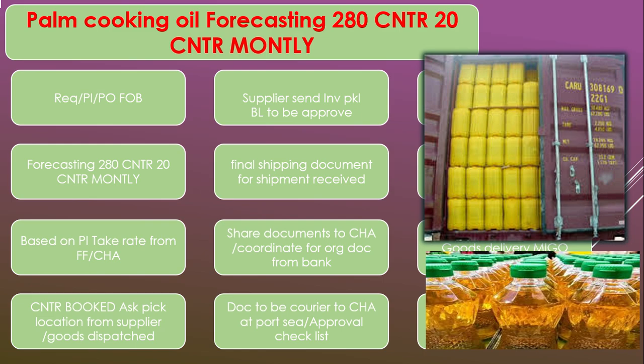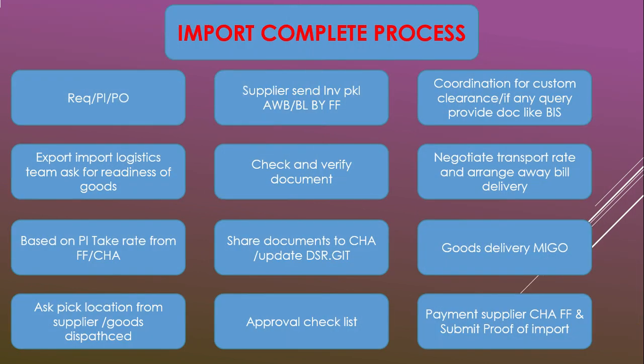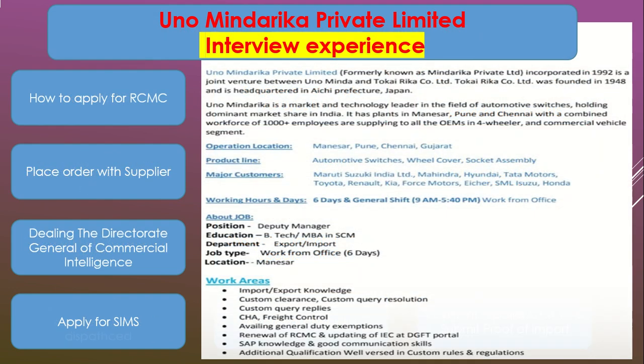So we have tried to understand the palm cooking oil shipment, which is for consumption in the Indian market. We import this from Malaysia. So guys, we have taken this example.